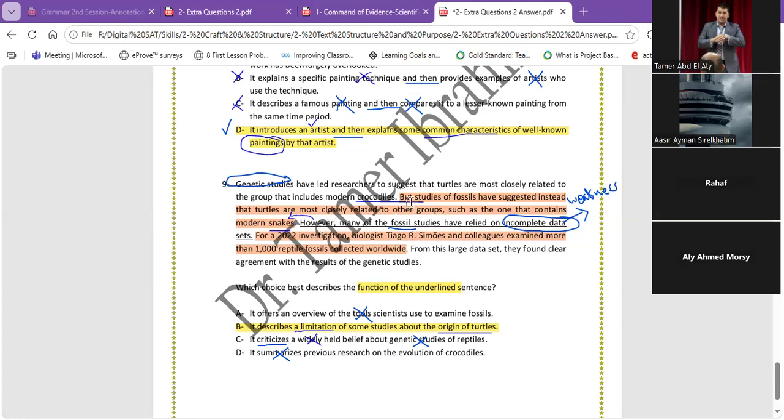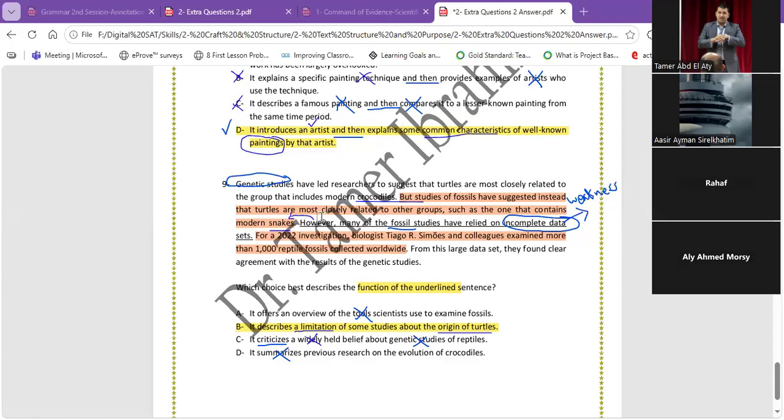Here he said, but studies. But means a contradiction to what came before. So I have to read what came before. He said genetic studies have led researchers to suggest that turtles are most closely related to the group that includes modern crocodiles. Now, he said that the genes show that turtles are close to modern crocodiles. But studies of fossils have suggested instead that turtles are most closely related to other groups, such as the one that contains modern snakes. So there is a contradiction: they said no, turtles are not related to modern crocodiles. They are related to modern snakes.